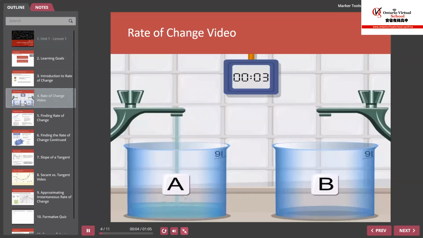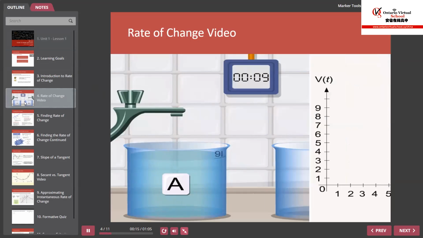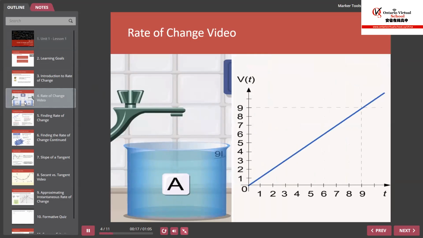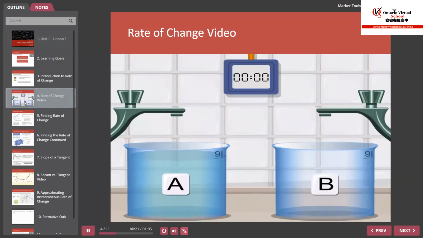Observe carefully how the quantity of water in container A changes. The time for filling the container A with 9 liters of water is 9 seconds. Notice that the graph of the relationship of quantity of water to time is as follows. Now observe how the quantity of water in container B changes. The time for filling the container B with 9 liters of water is 3 seconds.